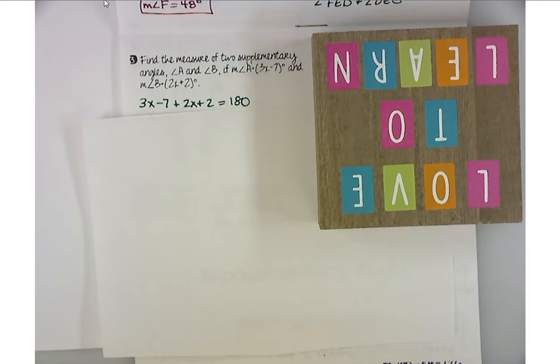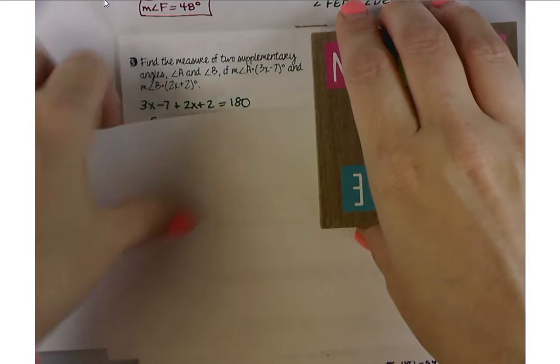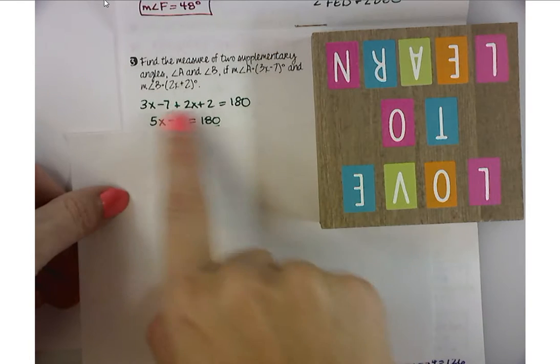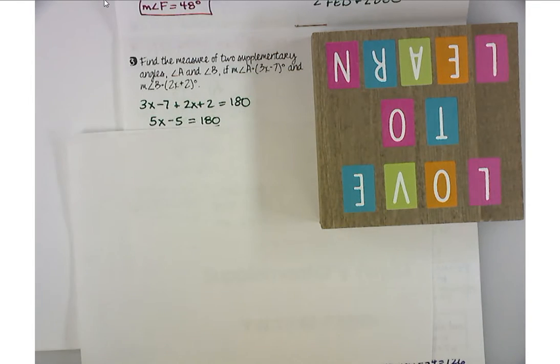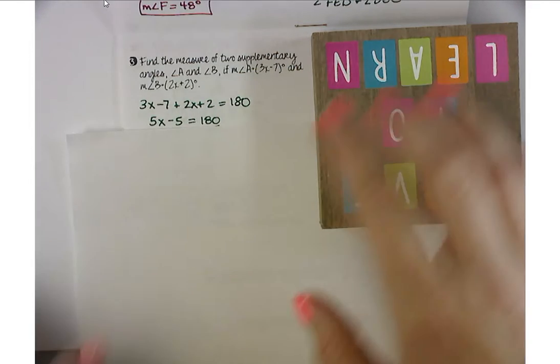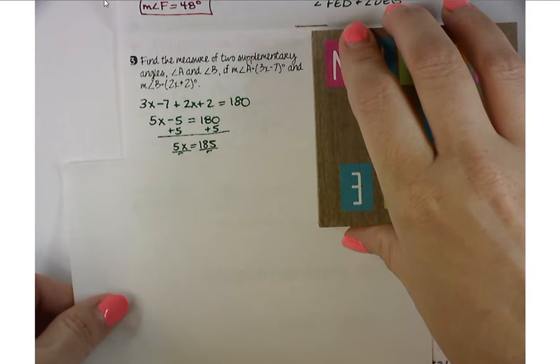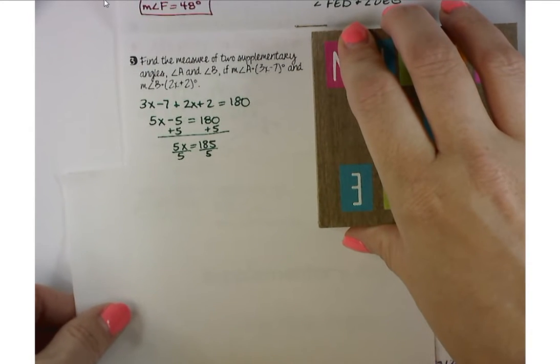All right, so then when you add your 3x and your 2x together, you'll get 5x. Negative 7 plus 2 is negative 5. So then we're going to add 5 to both sides. When we divide each side by 5, we will get 37.